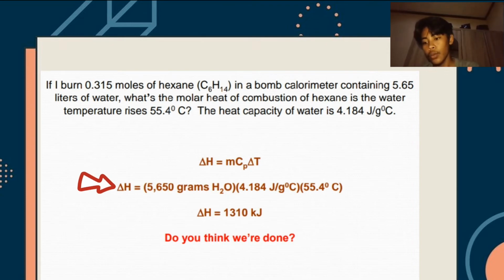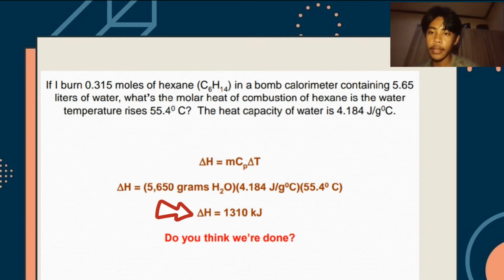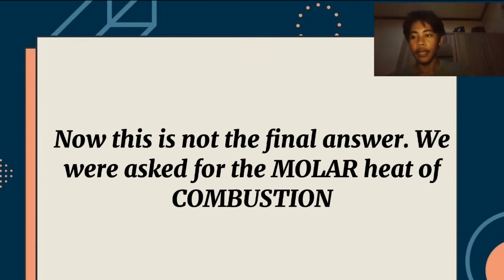Now it's equal to 5,650 grams of H2O, since 5.65 liters should be converted into grams, times 4.184 joules per gram per degree Celsius times the 55.4 degrees Celsius. Now we have 1,310 kilojoules. Now this is not the final answer.